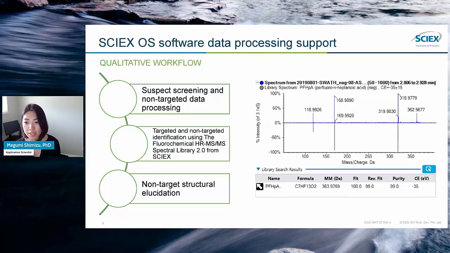For the qualitative workflow, we recommend customers use our fluorochemical MS spectral library for compound identification. The library covers 250 PFAS, and you can also create your own spectral library using standards. And this is an example of MS spectral matching between acquired data in blue and the data from the library in gray color.